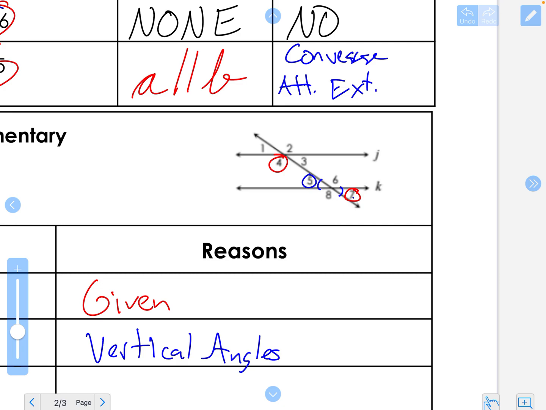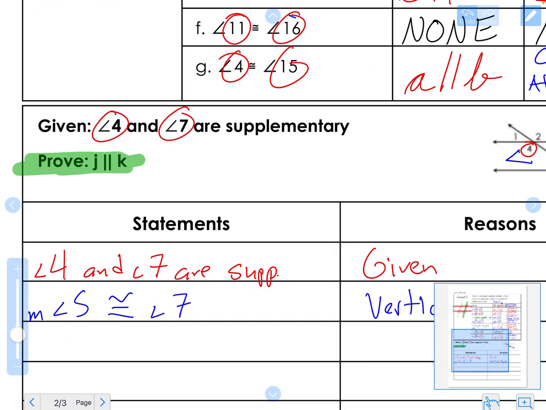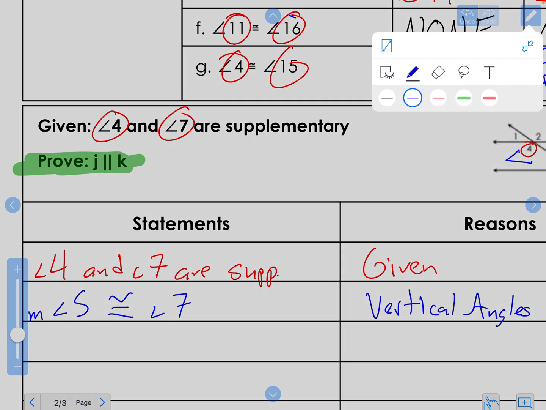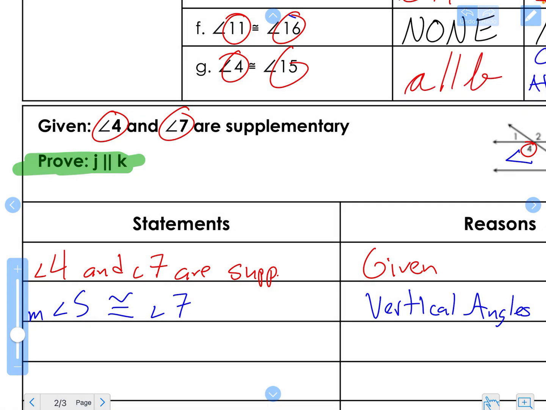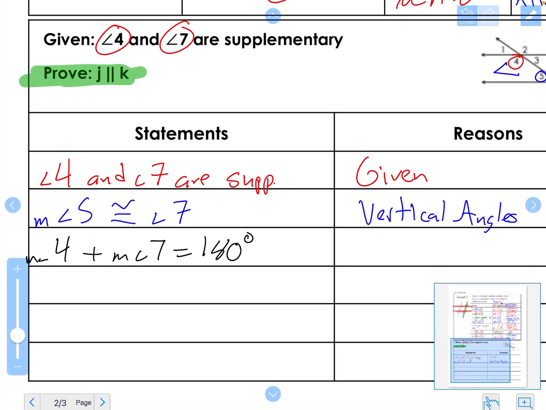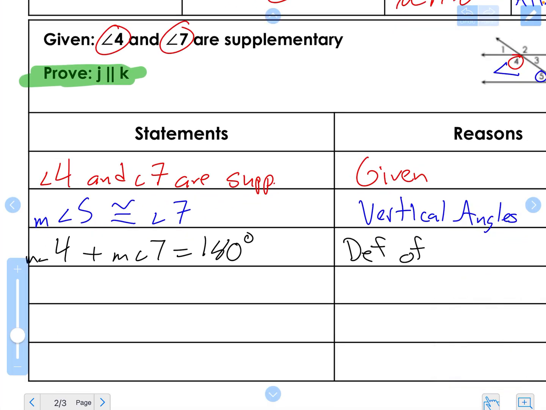Now 4 and 5 are supplementary, correct? Yes, because I could replace 7 with 5, but I need to do a few more things before I can get there. So again, I know that 4 and 7 are supplementary, but I haven't stated the measurement of 4 and 7. So I'm going to have to state that the measure of angle 4 plus the measure of angle 7 equals 180 degrees. And I know that because of my definition of supplementary.